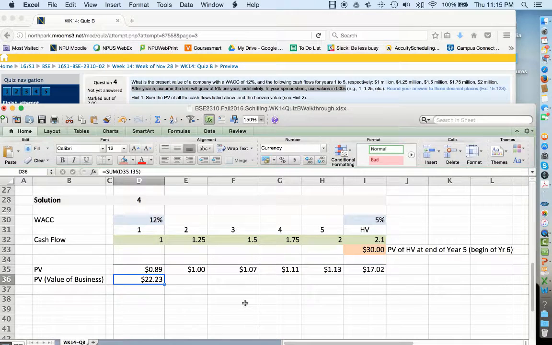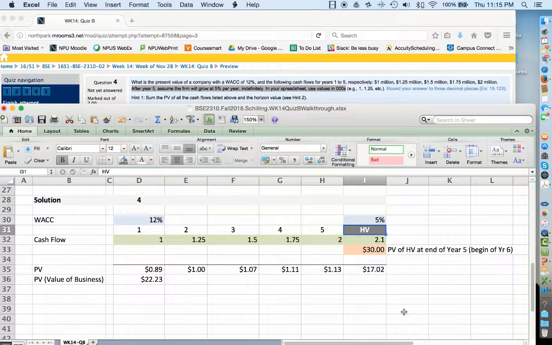Doing this calculation to value the business is, again, very similar to doing a project. It just has a couple of different characteristics. So one, it's total cash flows, not incremental. Also, we have this thing called a horizon value. That has a special treatment because that horizon value is representative of the continuing value of the business, and it's a perpetuity.